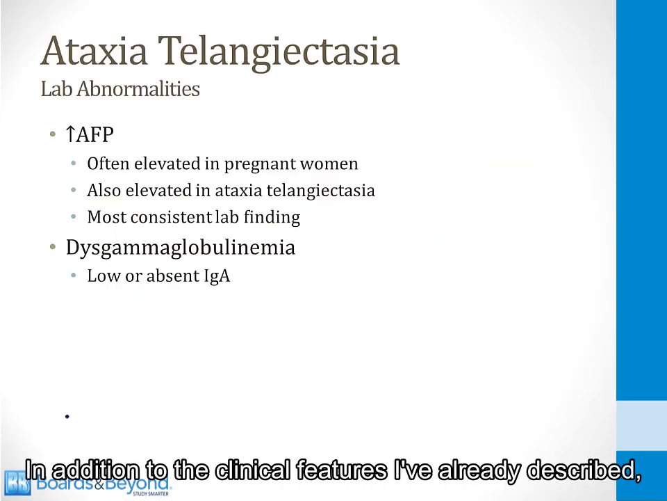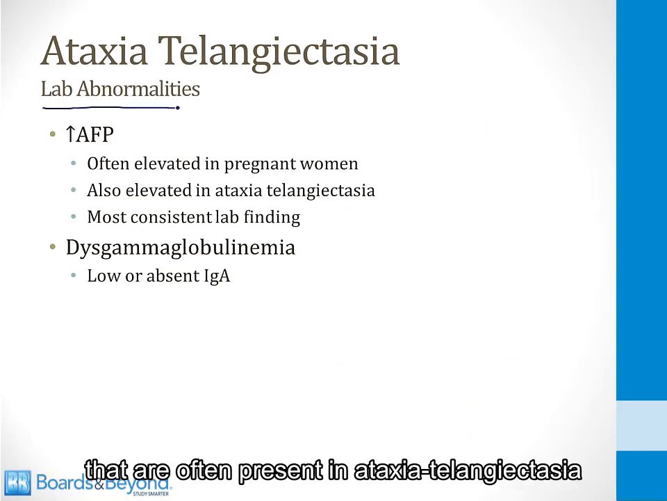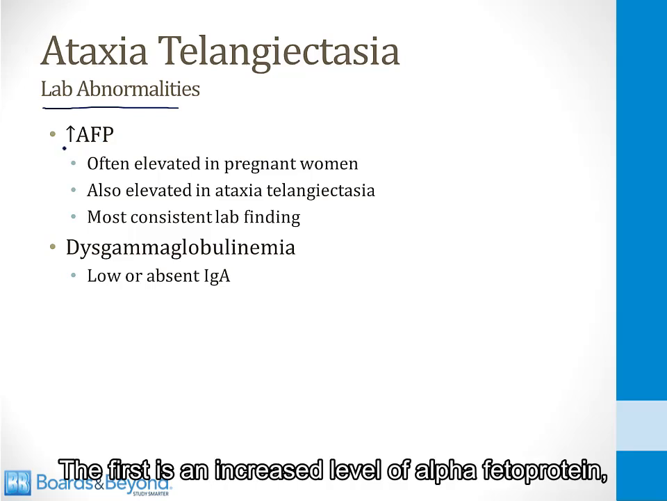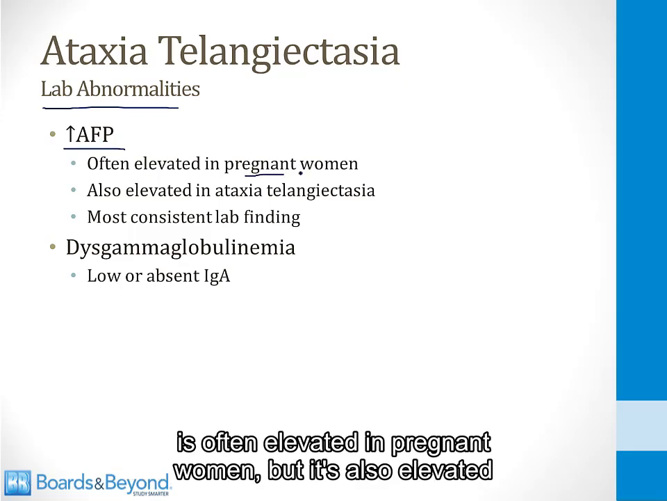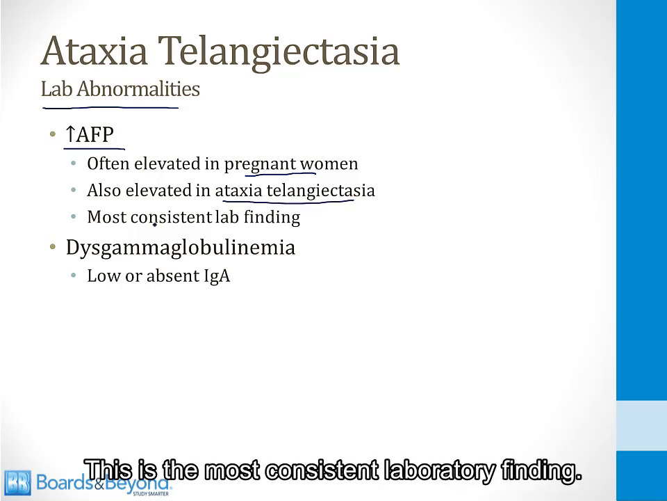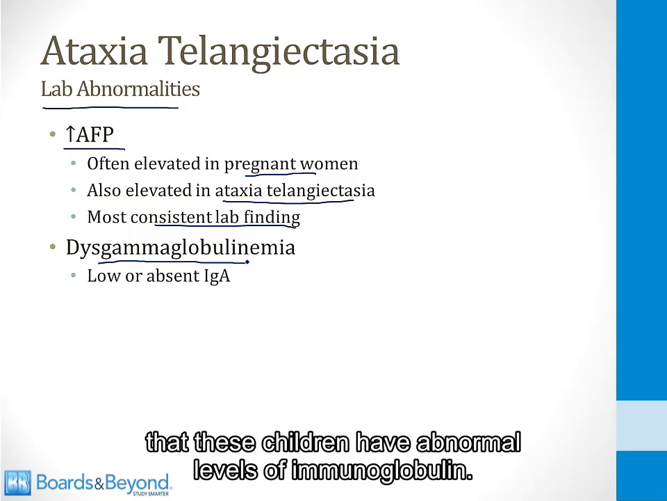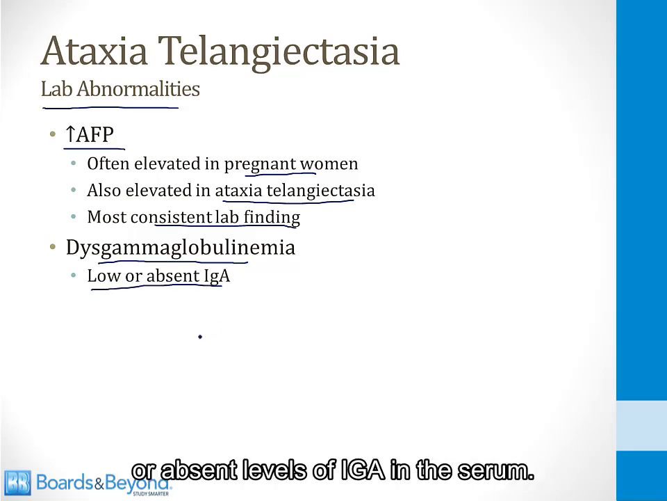In addition to the clinical features I've already described, there are two peculiar lab abnormalities that are often present in ataxia-telangiectasia that you should know about. The first is an increased level of alpha-fetoprotein. You may know that the plasma level of AFP is often elevated in pregnant women, but it's also elevated in children with ataxia-telangiectasia. This is the most consistent laboratory finding. And then second, there is often a dysgammaglobulinemia present. This means that these children have abnormal levels of immunoglobulin. In particular, they usually have very low or absent levels of IgA in the serum.